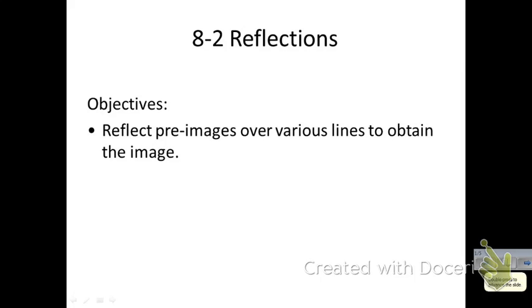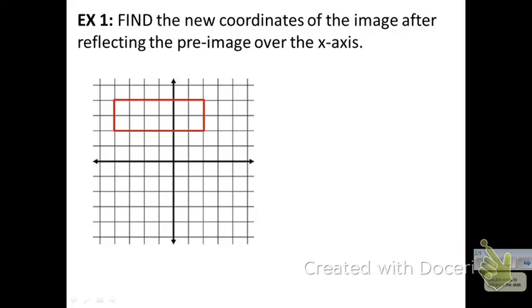Alright, today we specifically talked about reflections. It's a type of transformation. So we're going to reflect pre-images over various lines to obtain an image. On example 1 it says find the new coordinates of the image after reflecting the pre-image over the axis.